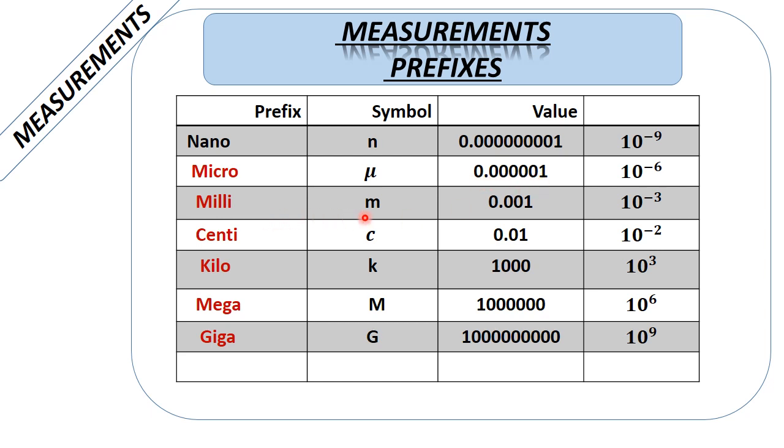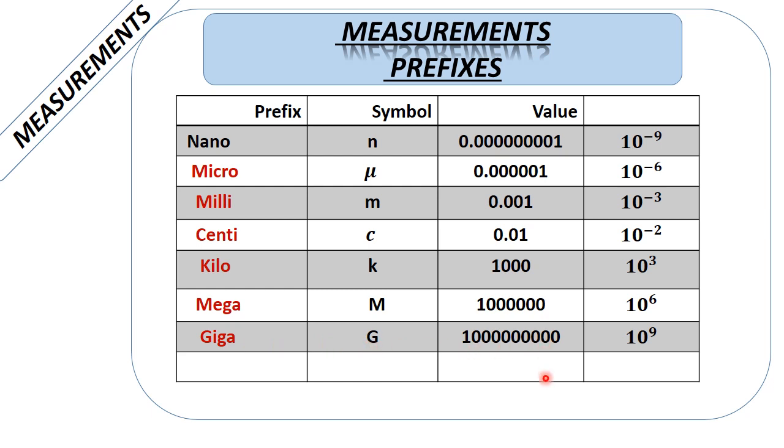Milli, it's M, like millimeter, just like that. So it's 3 zeros before one. Centi, it's C, and 2 zeros before one. Centimeter. Kilo, it's K, like we have studied, with 3 zeros after one. Then mega, it's M with 6 zeros after one. Giga is G with 9 zeros after one.